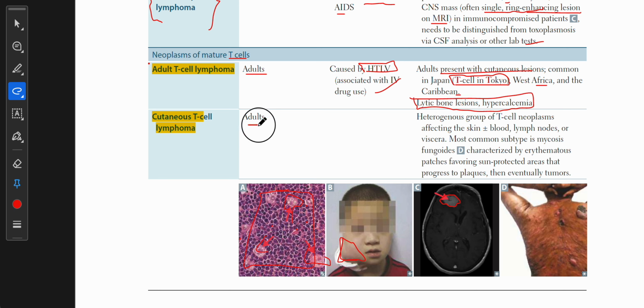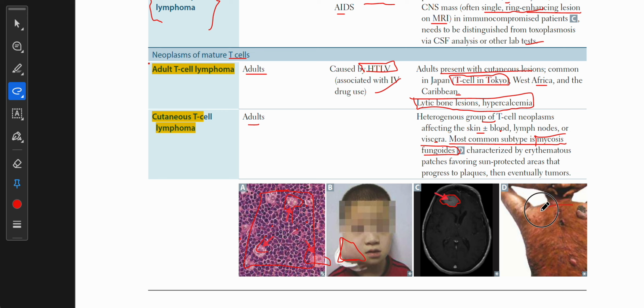In cutaneous T-cell lymphoma, it is also most common in adults. This is a heterogeneous group of T-cell neoplasms affecting skin, with or without blood, lymph nodes, or viscera. The most common subtype is mycosis fungoides. This is a very much asked question. Cutaneous T-cell lymphoma has subtypes, and the most common subtype is mycosis fungoides. This is very, very important. Note it down right here.